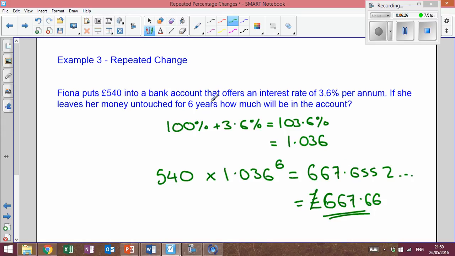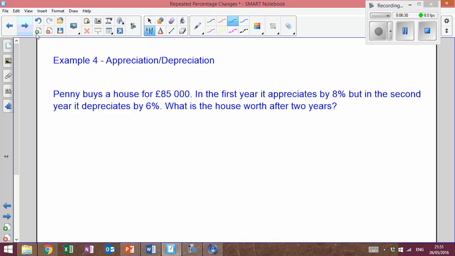Okay, the last bit we're going to look at is actually repeated change, 2 examples. The last bit is looking at appreciation and depreciation. Now these things are very similar, in fact it's almost identical. It's just a different way of phrasing it. Now, appreciation is when something goes up in value. Depreciation is when something goes down in value.